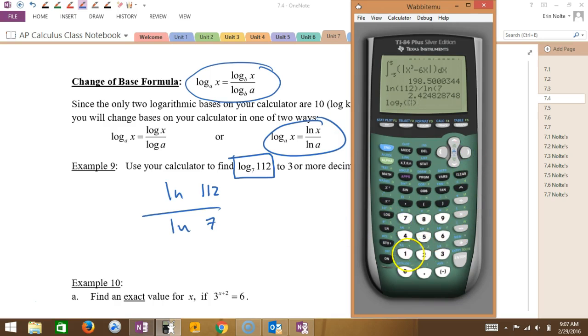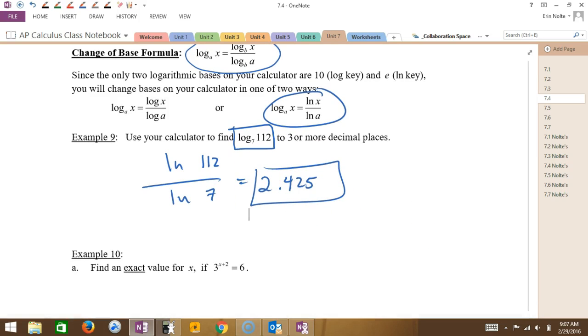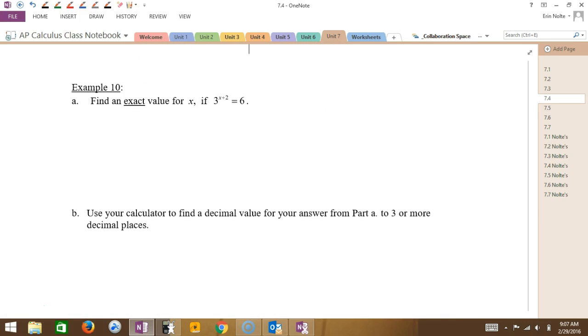So whichever one you prefer, just make sure you can type it in correctly. So everybody get 2.4245? 2.425, right? Everybody good with that? Okay, so then they just ask you to do question number 10 using that special little formula. So how would I solve number 10?